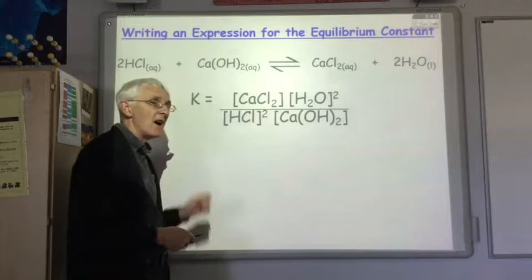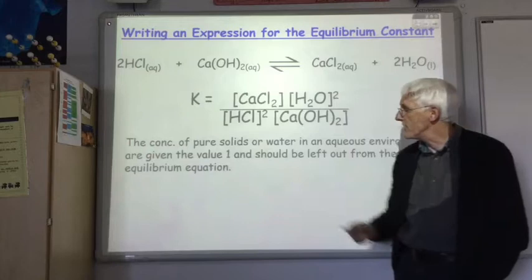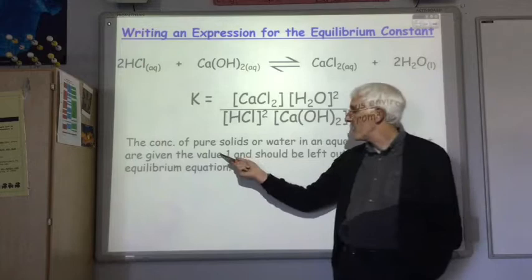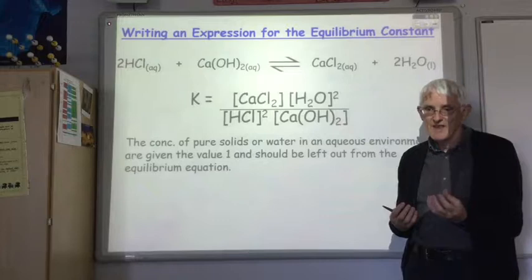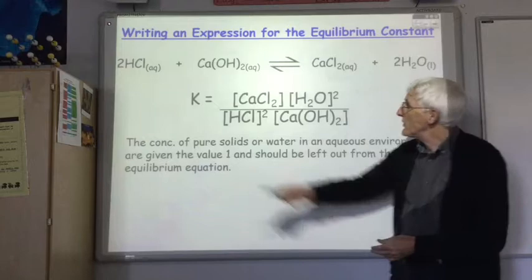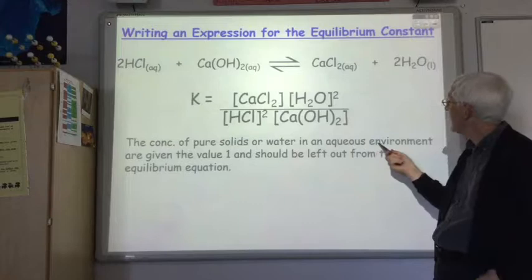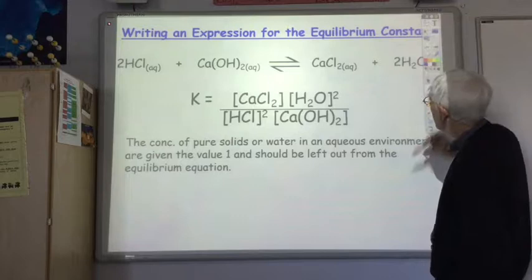However, that's not quite right because there's one more rule I haven't told you. And that rule is that the concentration of pure solids or water in an aqueous environment are given the value 1 and should be left out from the equilibrium equation. So if you've got a lump of, say, magnesium, that doesn't have a concentration. It's a rather meaningless quantity. So it's left out of the equilibrium equation. Now, we don't have any pure solids in this equation, but we do have water in an aqueous environment. So we should ignore the water when it comes to the equilibrium constant.